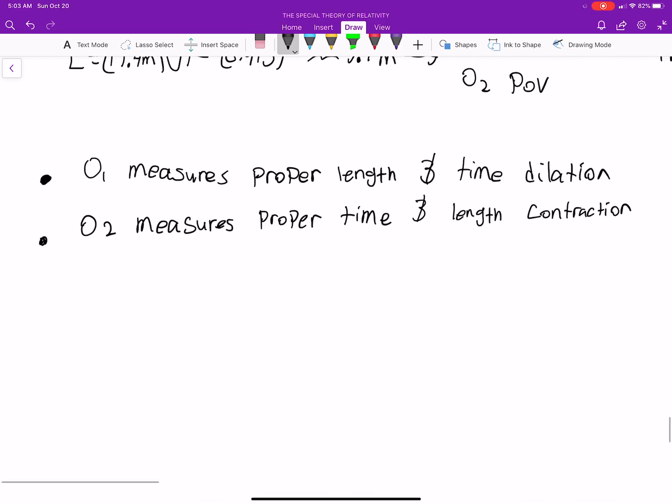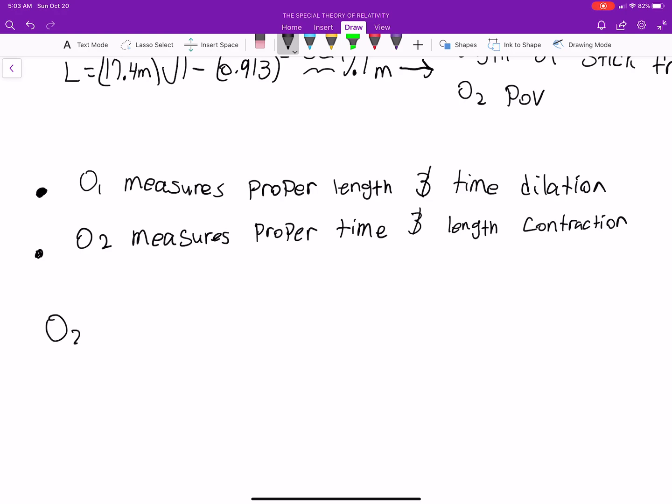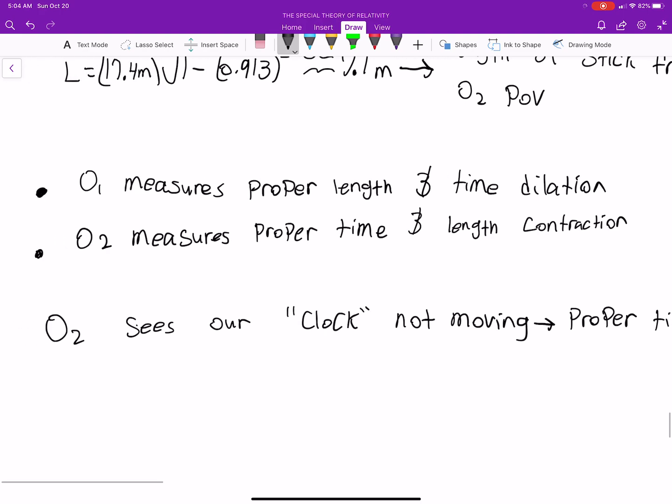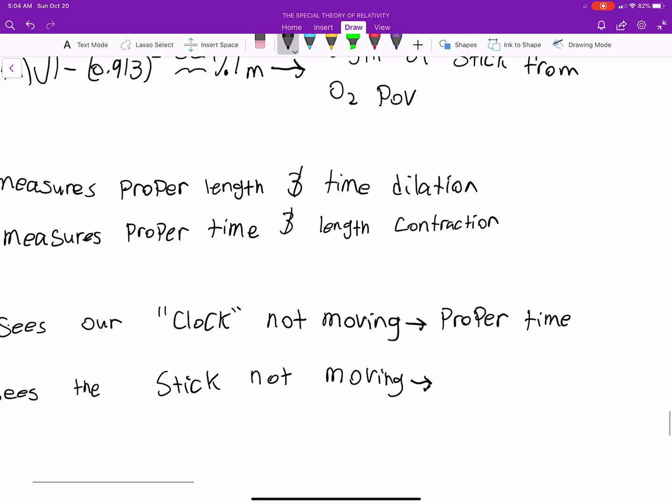Okay. So just to make sure we understand, O2 sees our clock not moving. So because it sees it not moving, we get proper time. Hopefully that part makes sense. And since O1 sees the stick not moving, we know that's our proper length.